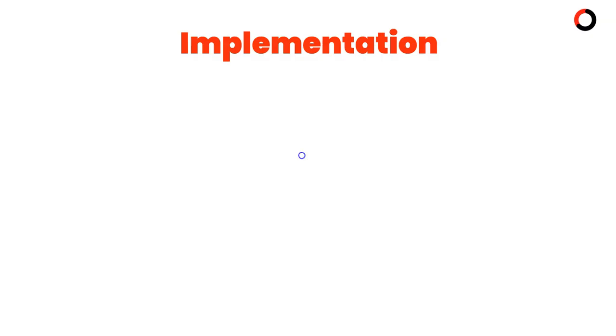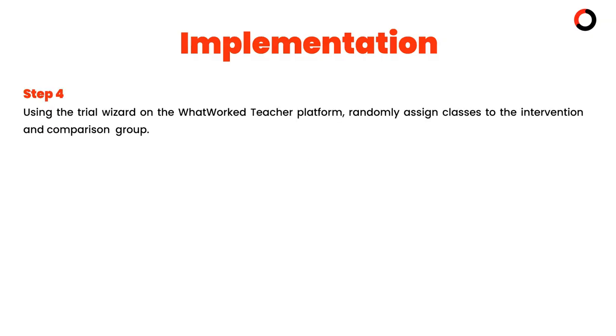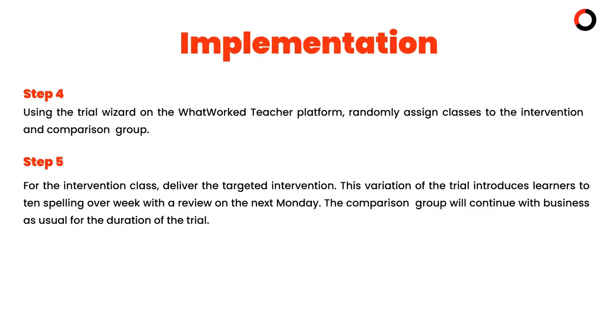So implementation. Using the trial wizard on the What Word Teachers platform, randomly assign classes to the intervention and comparison group. The intervention class will deliver the targeted intervention. This variation of the trial introduces learners to 10 spellings over a week with a review on the next Monday. So the spellings, rather than give them all on the Monday, they're incrementally introduced during the week. The comparison group will continue with business as usual for the duration of the trial.